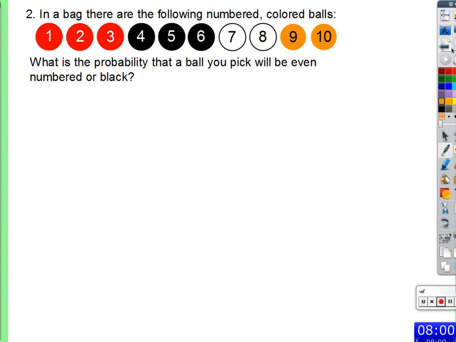So here we have these colored and numbered balls in a bag. It's the probability that you'll pick an even number or a black ball. In this case, we could just count them. This one is even, and this one is even, and it also happens to be black. This one's black. This one's even and it's black. This one's even, and this one's even. So we can just count them up. When you can look at them that way, it's possible to count them pretty easily. So we got 1, 2, 3, 4, 5, 6 out of 10, 3 out of 5.